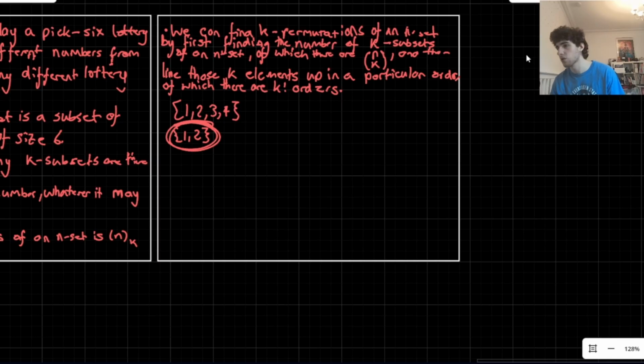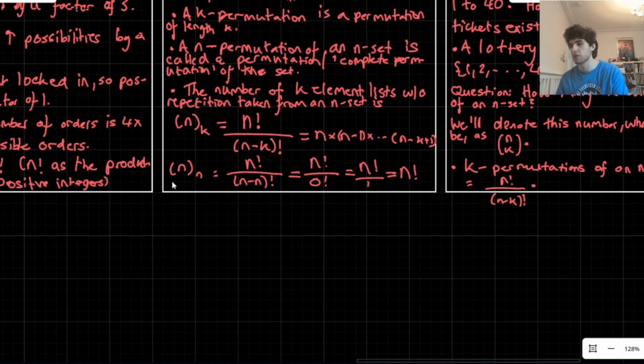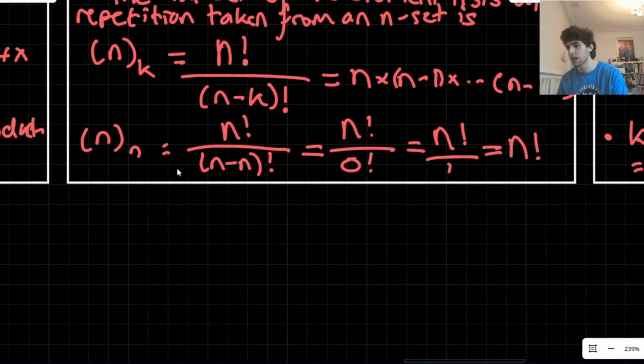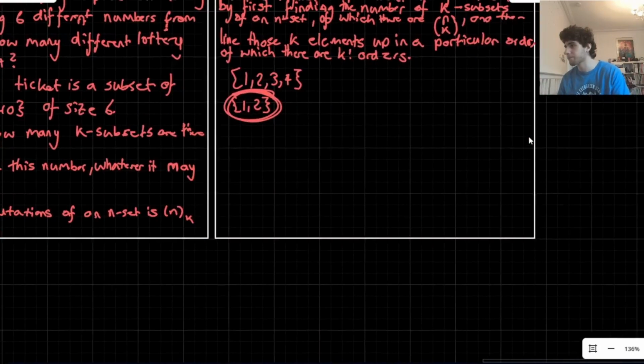So this is just a subset of size 2, and then we find how many 2 permutations are there of that 2 set, or how many k permutations are there of that k set, and we already looked at this. The general formula is just this. Instead of n subscript n, it would be k subscript k. But effectively, it's just k factorial divided by k minus k all factorial. K factorial divided by 0 factorial, which is k factorial, because 0 factorial is defined to be 1.